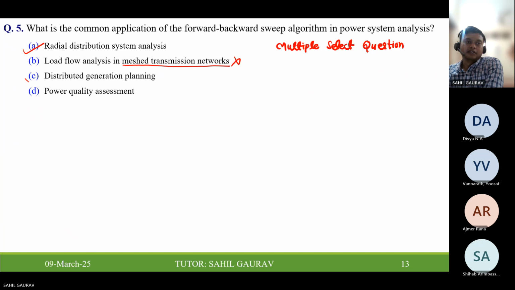Yes, this is also performed for planning purposes. And D option is power quality assessment. There is no relation with power quality assessment. So A and C are correct: distribution planning and radial distribution system analysis. Planning is a general term for load flow analysis, either for distribution or transmission. But this forward backward sweep, we perform for distribution system network.